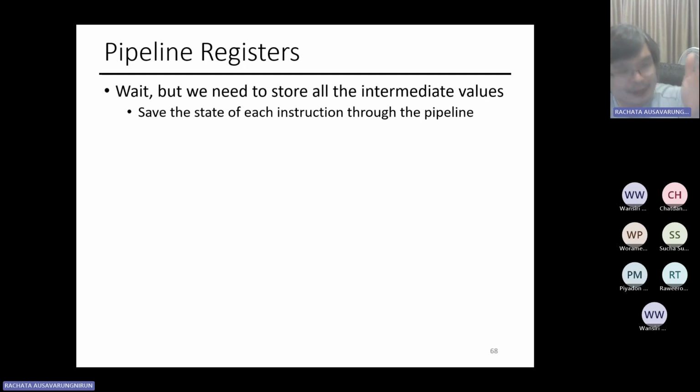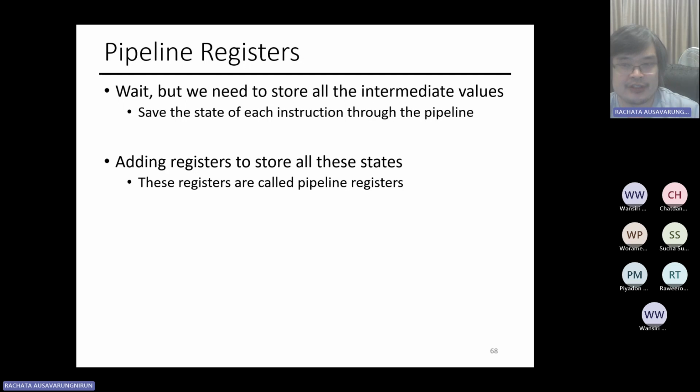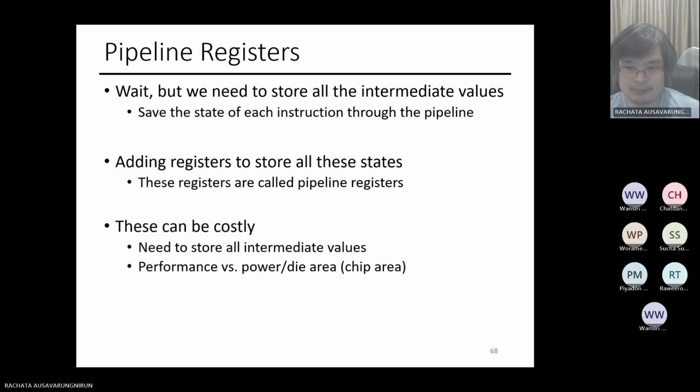Because we need to store any intermediate value to save the state of each instruction through the pipeline, right? So adding the register allows you to store the state that is needed by each instruction. The thing is, this can be costly. So when you design a really deep pipeline, let's say I design a modern CPU with 30 pipeline stages, which is a real thing, you need to think about how much power it is going to consume and how we save chip area as much as possible.